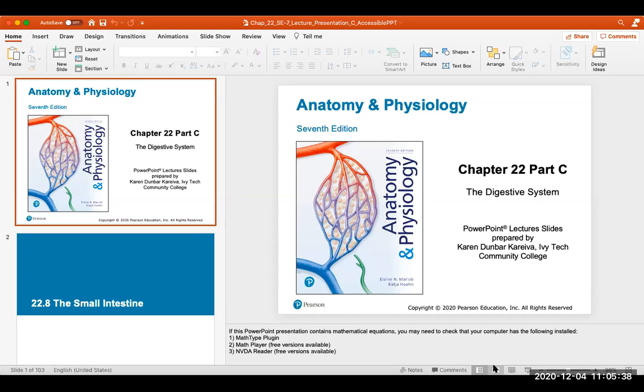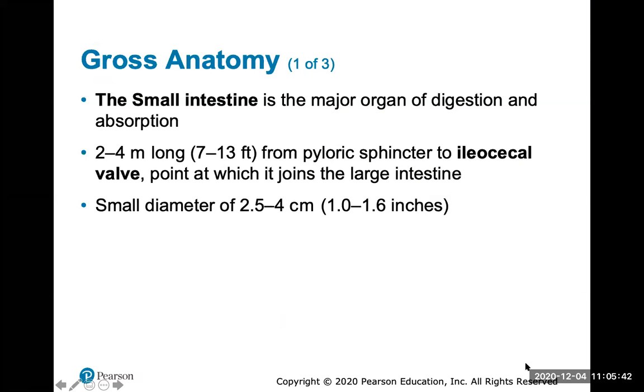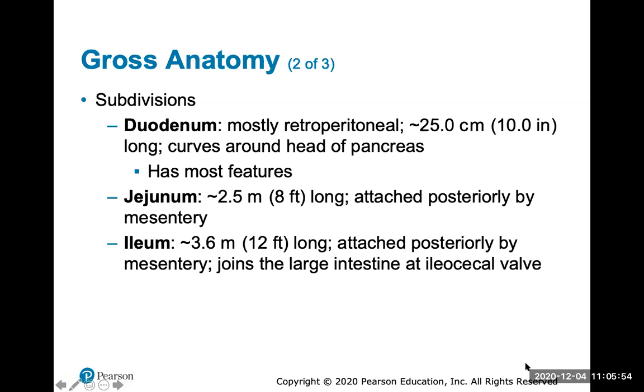So here we have part C, and we're working our way down to the small intestine. Your small intestine is the major organ of digestion and absorption. So not much has happened at this point. It's about 2 to 4 meters long, which is 7 to 13 feet, but it has a small diameter, which gives its name.